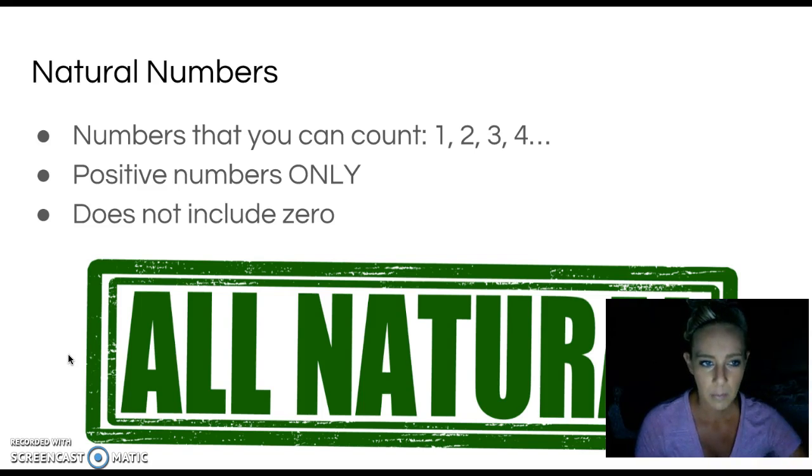Now natural numbers are the numbers that you can count. So physically on your hand, the numbers that you can count. So those include numbers like 1, 2, 3, 4, 5, so on and so forth. Now there's no natural number that's too big, so it can go on forever. And it's only positive numbers. So this does not include negatives, and it also does not include 0. So natural numbers, the numbers that you can count, they're positives, and they do not include 0.